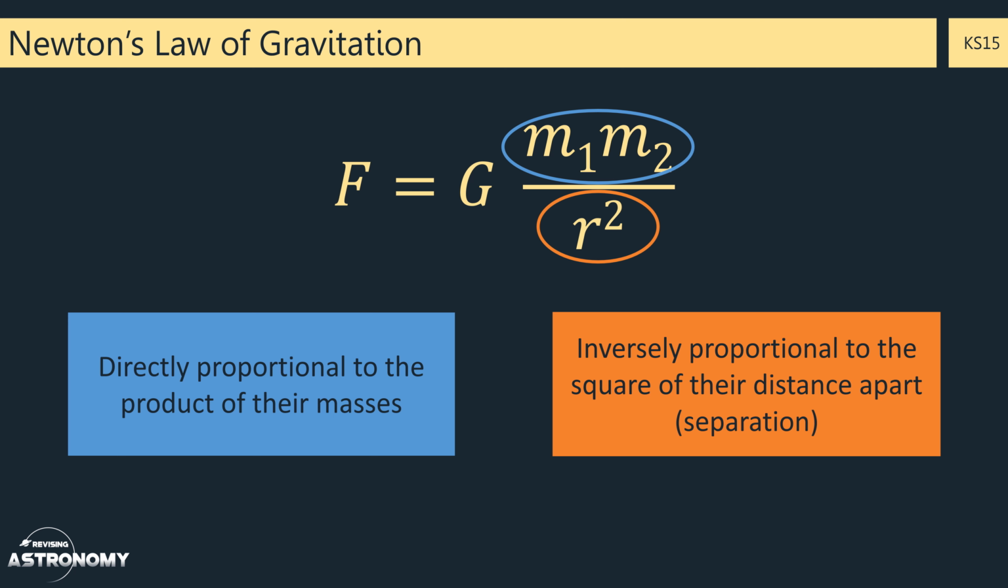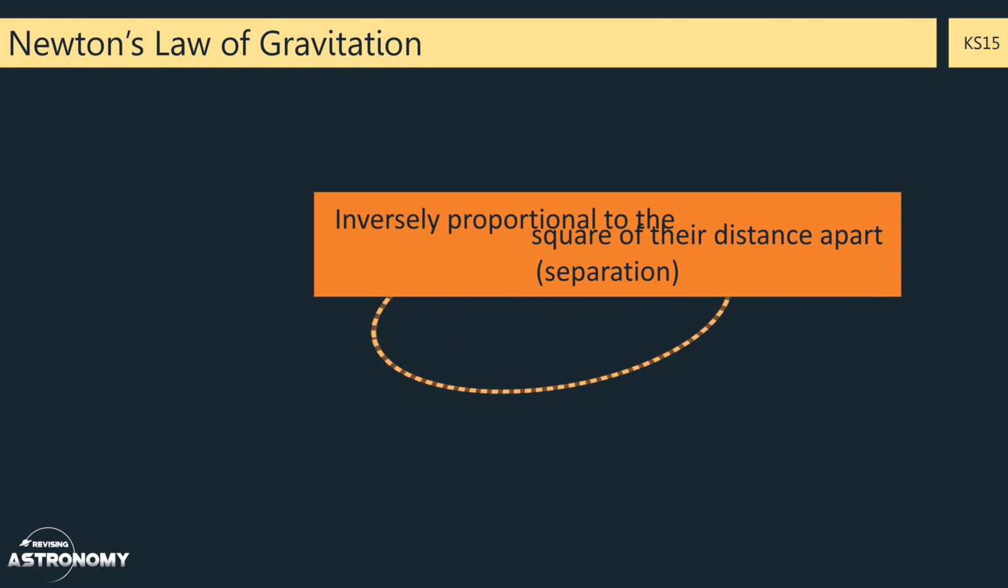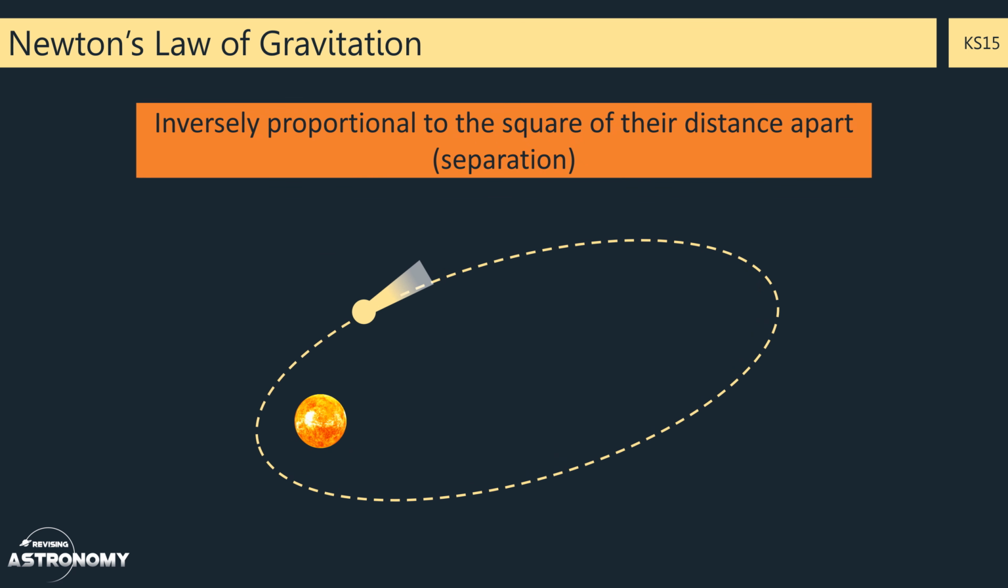So what does this mean for astronomical objects? Well, let's take this comet with its elliptical orbit around the Sun. Due to the fact that it has an elliptical orbit, it won't always be the same distance from the Sun. Sometimes it's going to be close, like at this point here. In fact, at this point, it's closest in its orbit to the Sun, and we call this point perihelion.